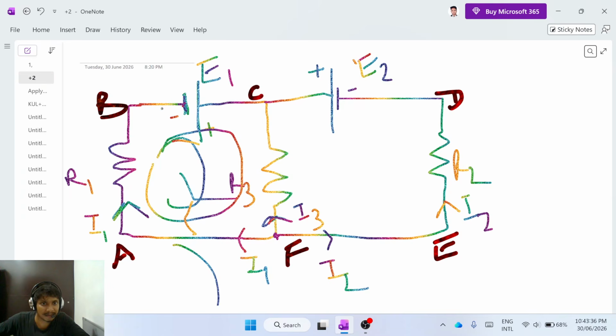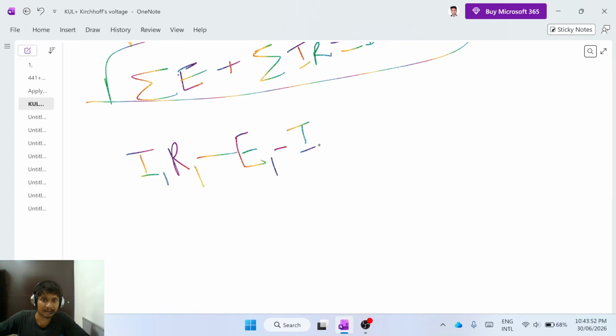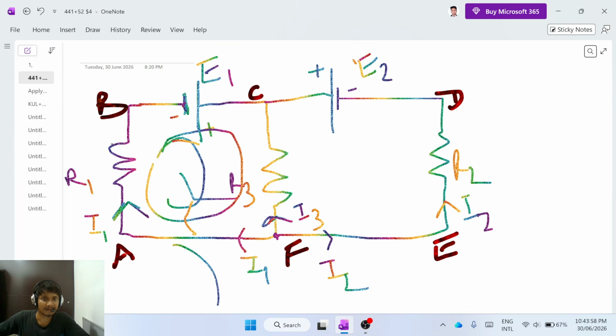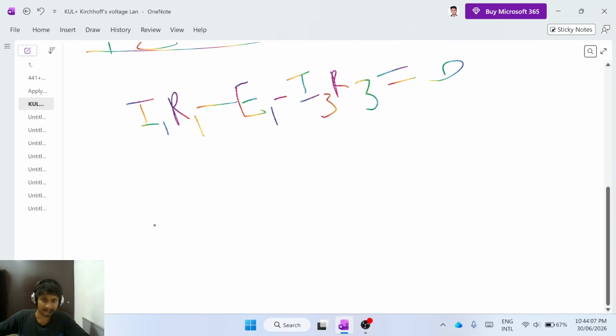We have already discussed this. Now we are coming from this side to this side, but I3 is in the opposite direction. Therefore, minus I3 into R3 is equal to 0, because there are only three components: R1, E1, R3.